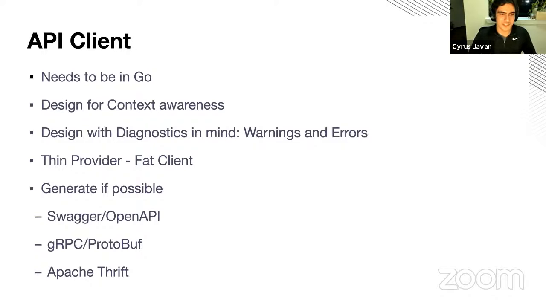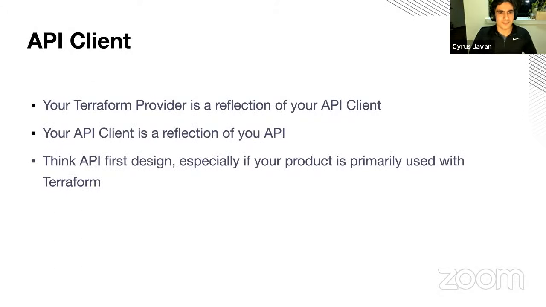And also, generate your API client if possible. There are a lot of different API definition languages that allow you to generate clients, and that can save you some work. And an API client is really important, because your Terraform provider is basically a reflection of your API client, and your client is a reflection of your API. Your Terraform provider can really only be as elegant and as smooth to use as your API itself.